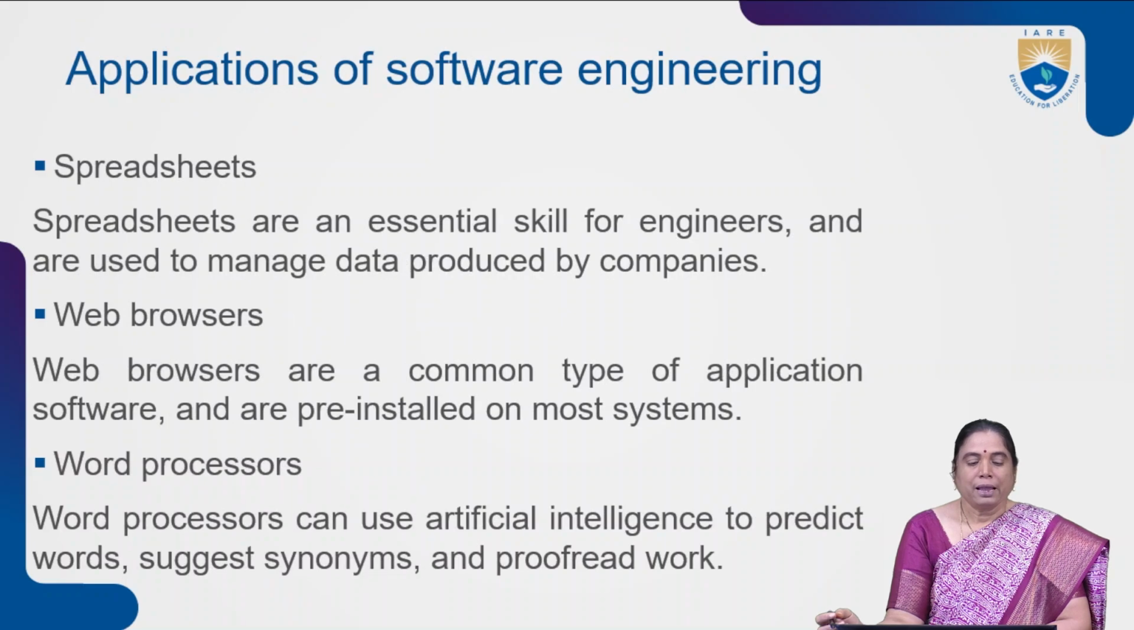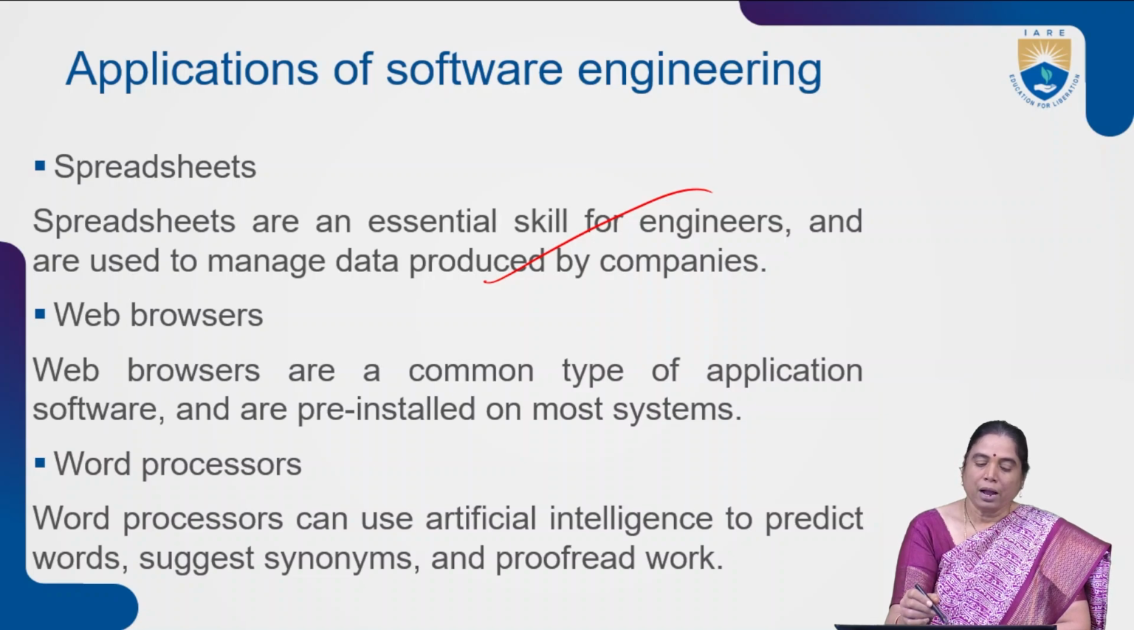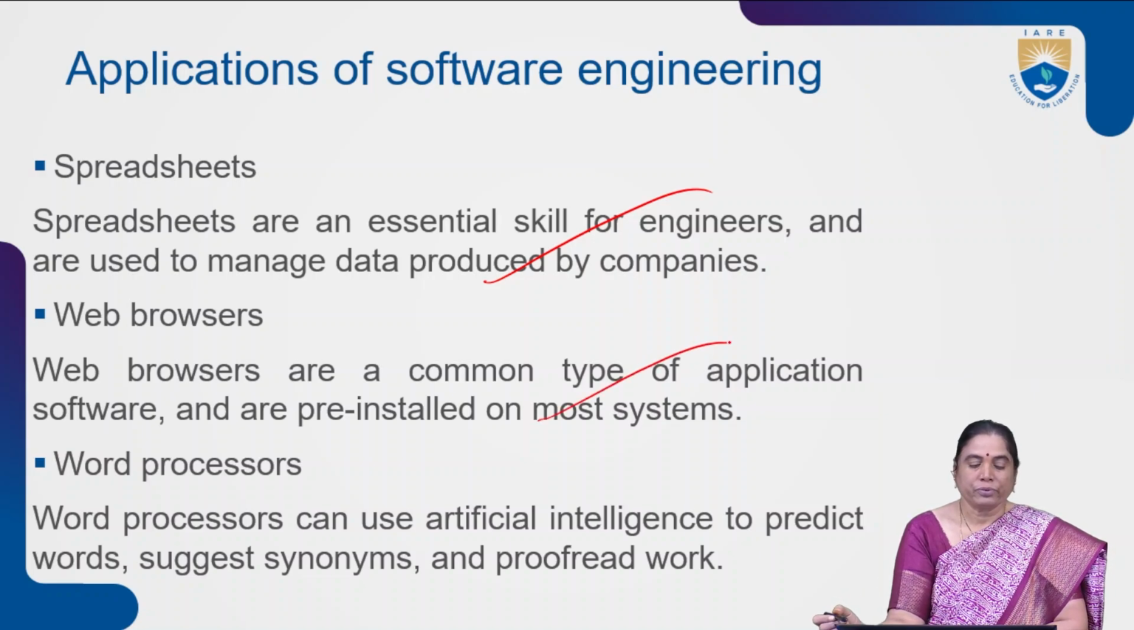It is not only that; for accounting purposes also we can use software. Spreadsheets are essential skills for engineers and are used to manage the data produced by companies and to manage the accounts for business organizations. Web browsers are a common type of application software and are pre-installed on most systems. Word processors can use artificial intelligence to predict words, suggest synonyms and proofread work.